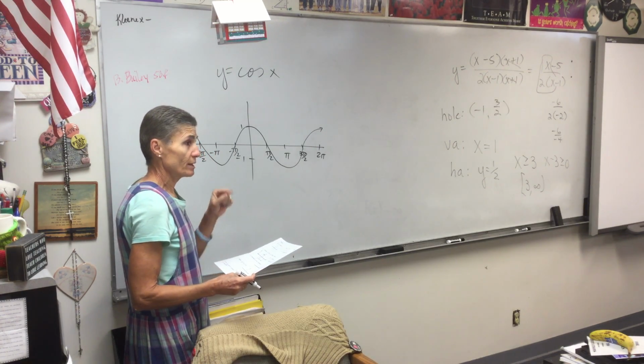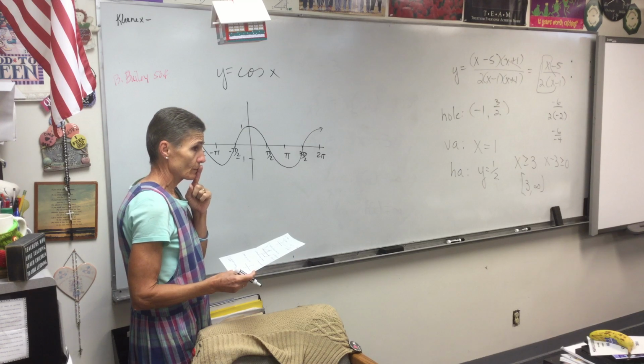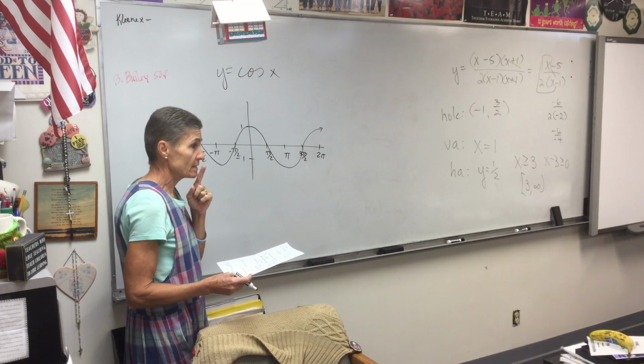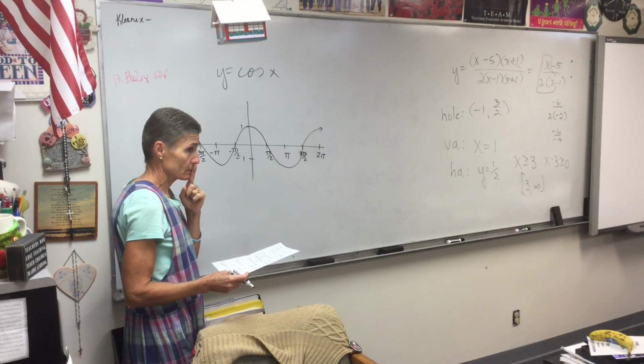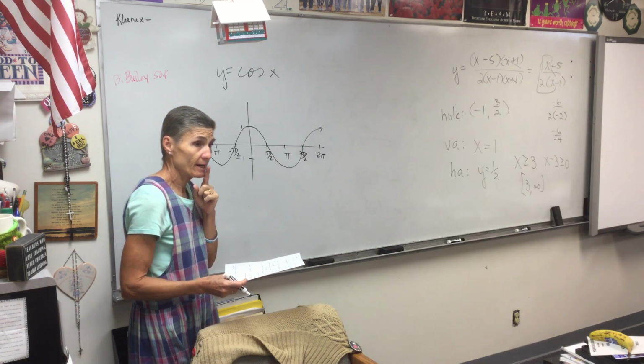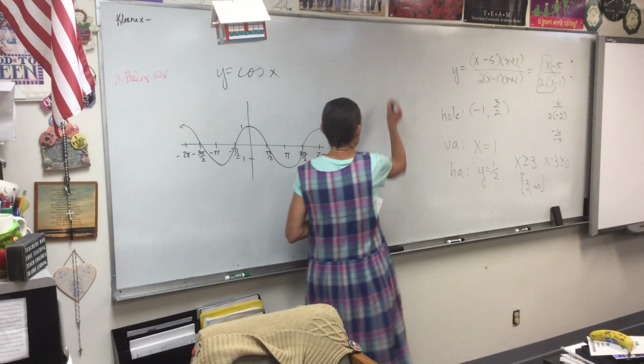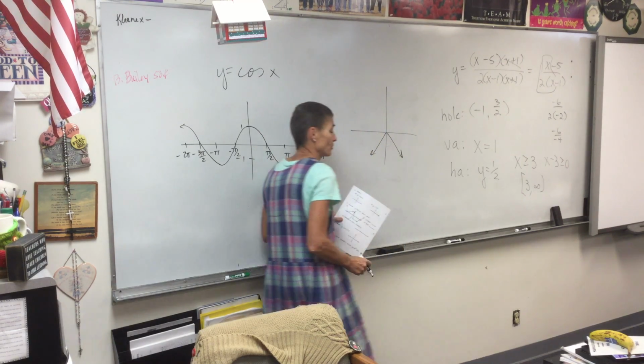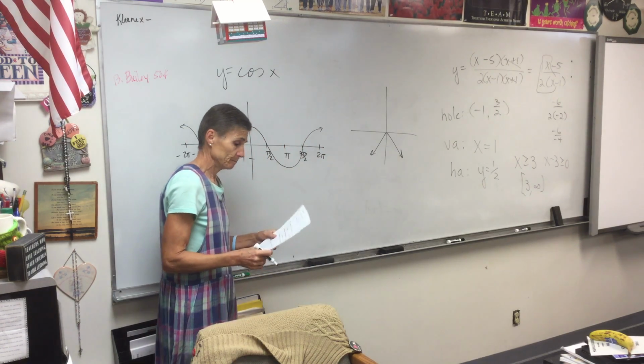B is a little bit trickier because I stuck that negative in there. What does that negative do? Flips it upside down. So you're going to have your regular absolute value V, but it's going to be turned upside down.